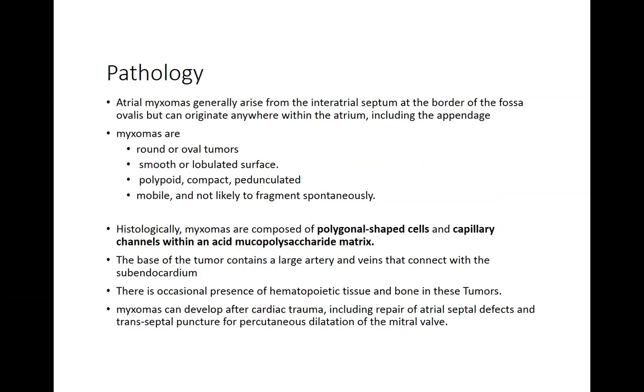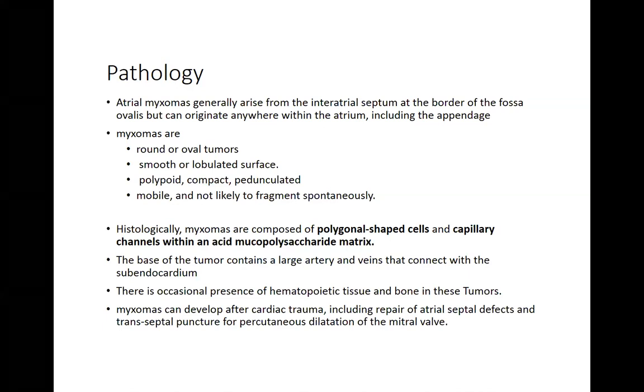So what is the pathology? Atrial myxoma generally arises from the interatrial septum at the border of the fossa ovalis, but can originate anywhere within the atrium, including the appendage. Myxomas are round or oval, smooth, lobulated, polypoid, compact, pedunculated, mobile, and not likely to fragment spontaneously. Histologically, it's very important: it's composed of polygonal shaped cells and capillary channels within an acid mucopolysaccharide matrix. The base of the tumor usually contains arteries and veins that connect to the subendocardium. There is occasional presence of hematopoietic tissue and bone in these tumors.